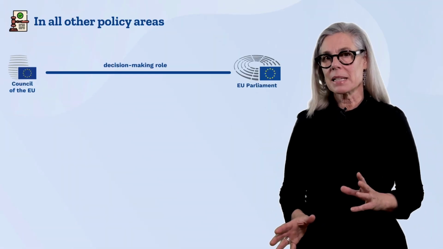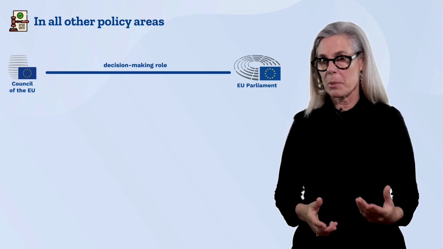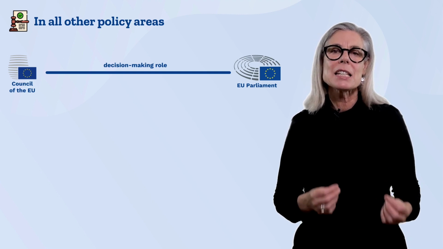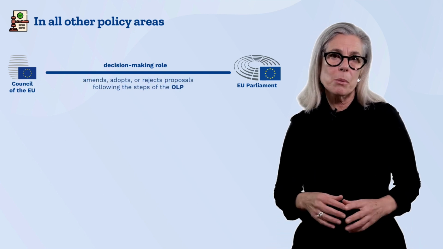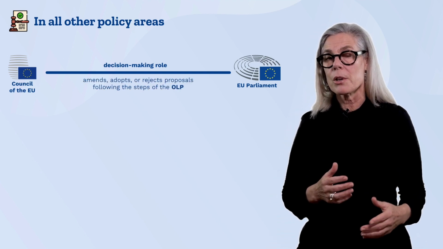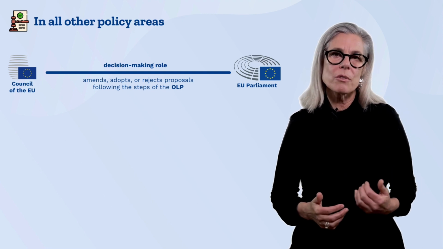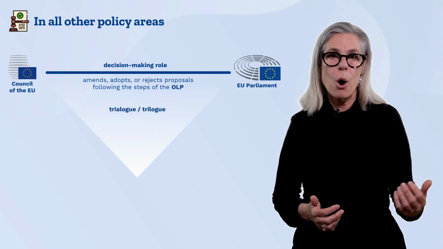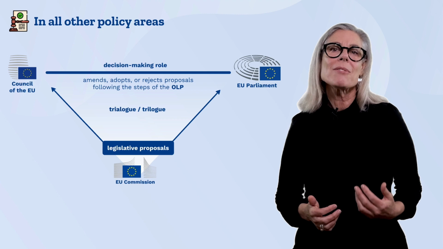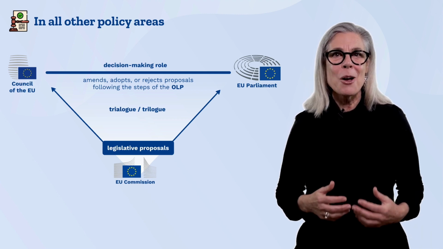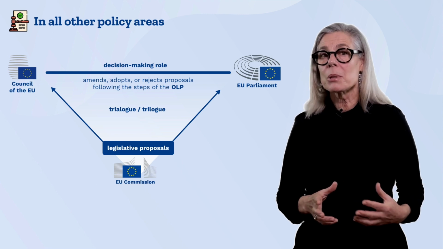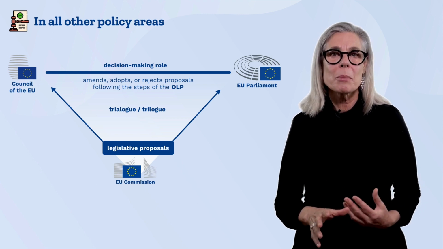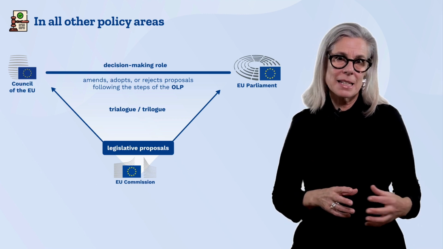In all other policy areas, the Council of Ministers, usually together with the European Parliament, has the decision-making role. It amends, adopts or rejects the proposals of the European Commission, following the steps of the Ordinary Legislative Procedure, or OLP, to which we have dedicated a separate session, or other special legislative procedures. Examples of these are policies related to economic development, foreign trade, and agriculture.